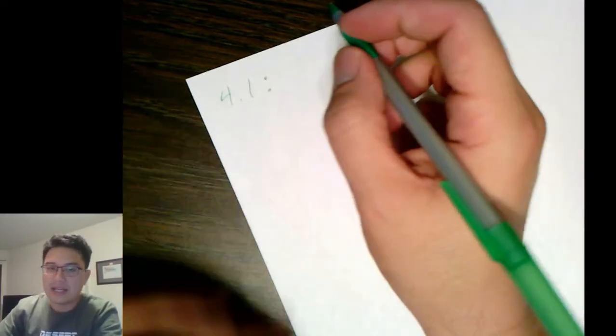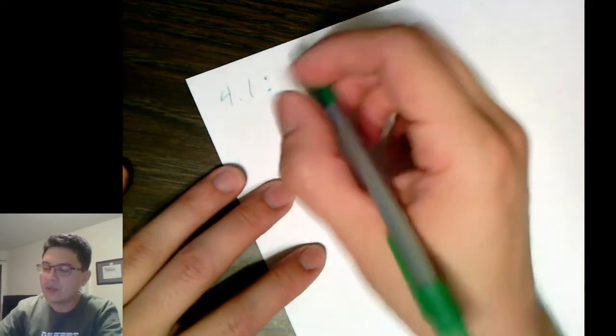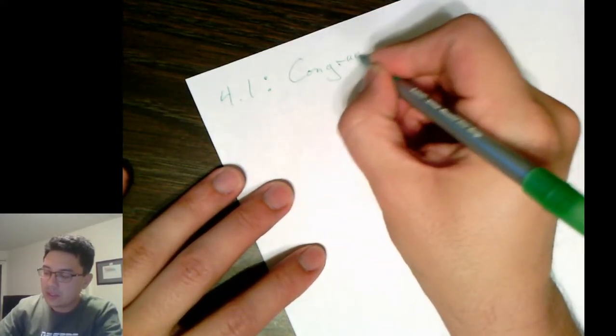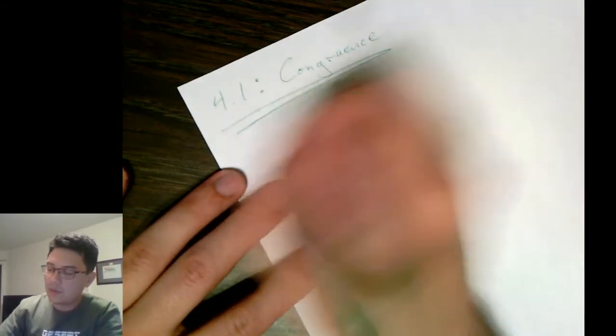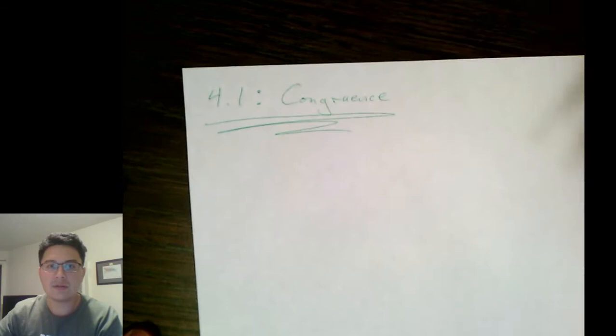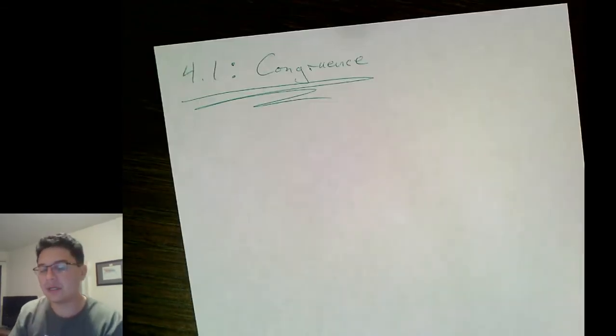This is section 4.1 out of the textbook. The last section we did was 4.2, which was over isosceles and equilateral triangles. 4.1 is over a concept called congruence, which is a word we've thrown around a little bit in class already, and I want to make sure you guys have a solid understanding of where we go with it.